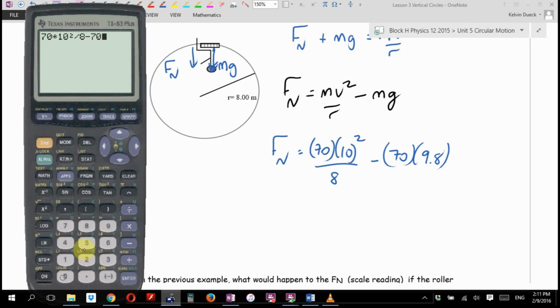Minus 70 times 9.8. You get 189 newtons. Wow, that's nice. It worked out evenly. Well, I guess there's lots of zeros in there. That would make sense. 189, yeah?